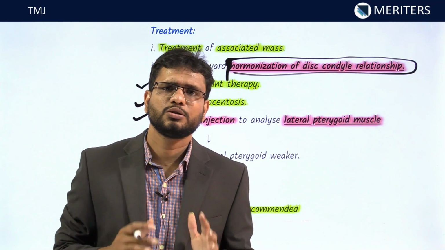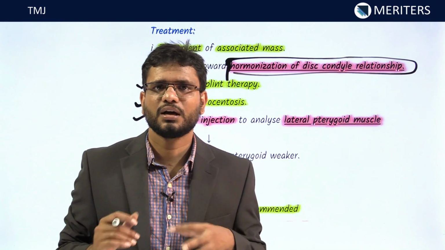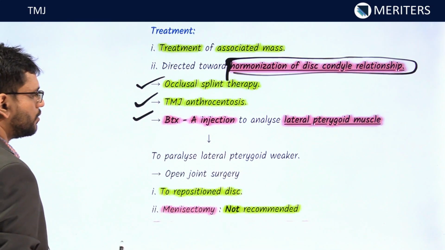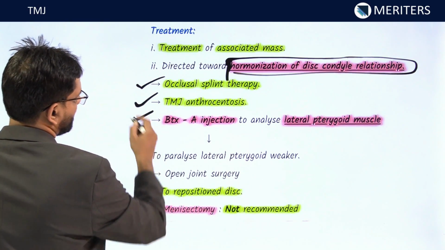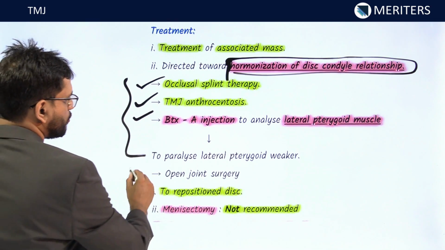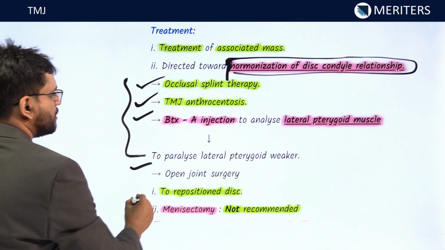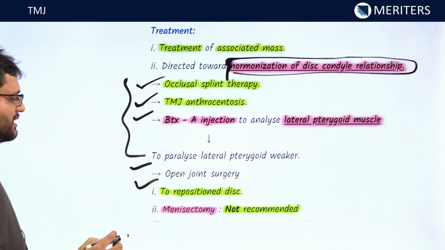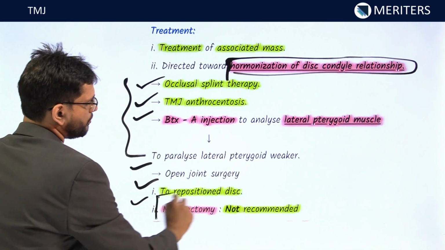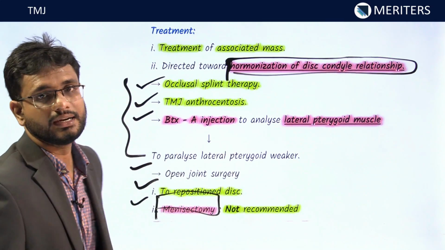So, you will be able to diagnose whether it is due to the higher pull or higher strength of your lateral pterygoid. Another thing: if these things are not working, then you have to opt for surgery only, open joint surgery, in which repositioning of the disc is aimed. There can be meniscectomy, but nowadays it is not recommended.